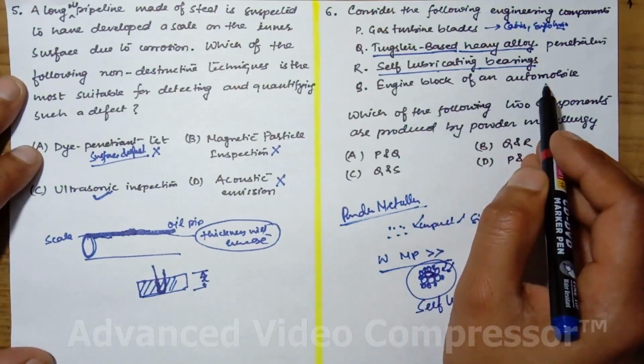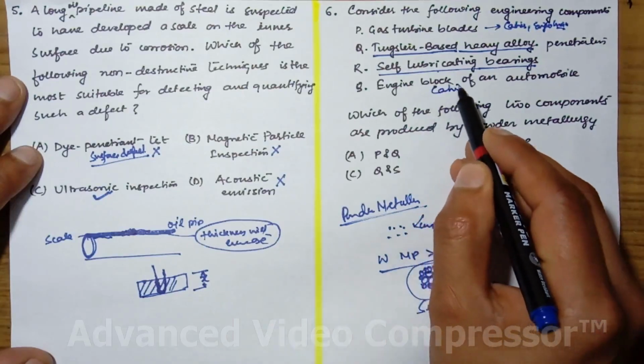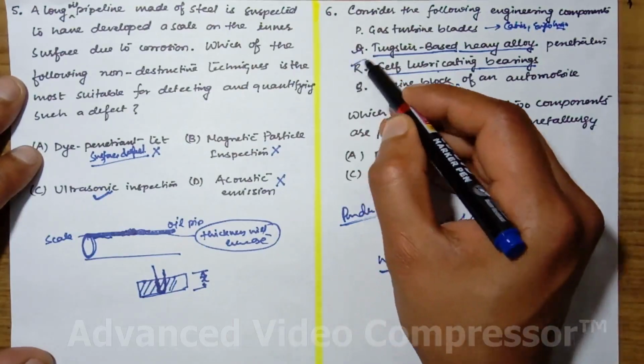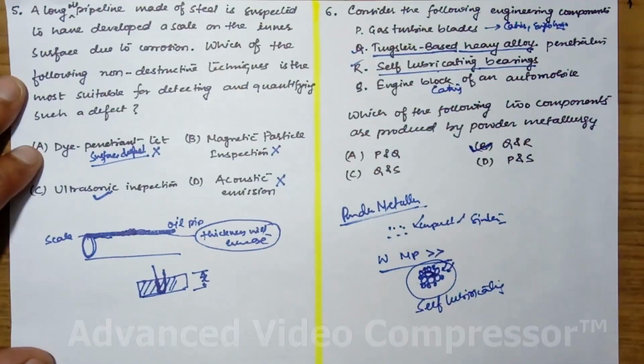The engine block is generally produced by casting only. So Q and R are the answer. So option B is correct.